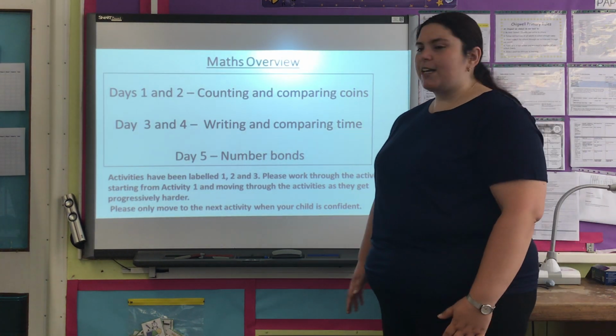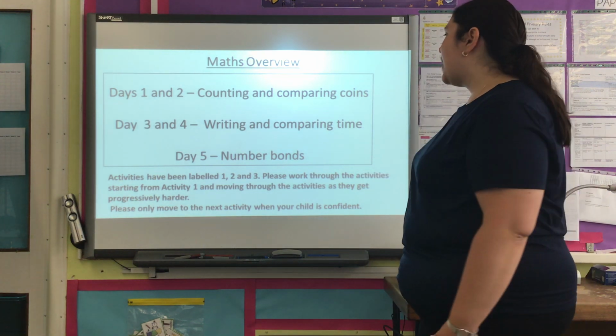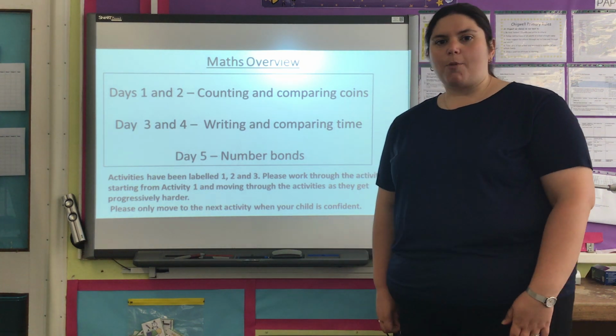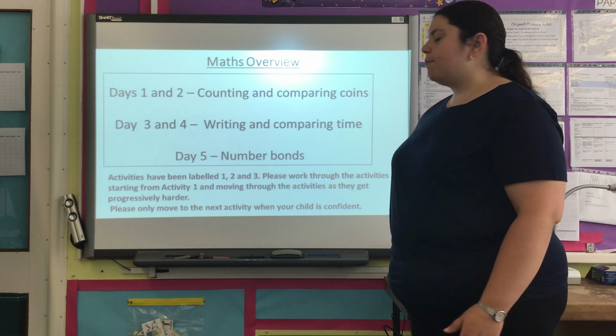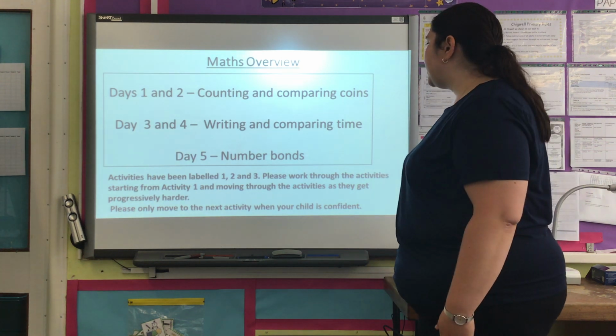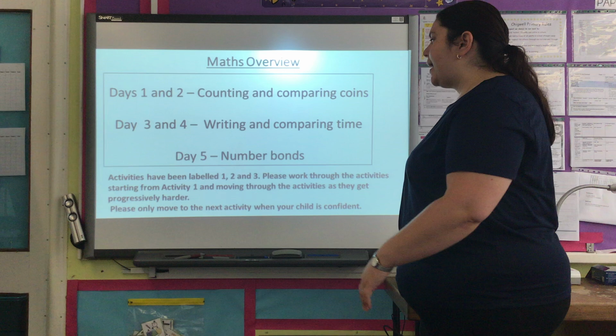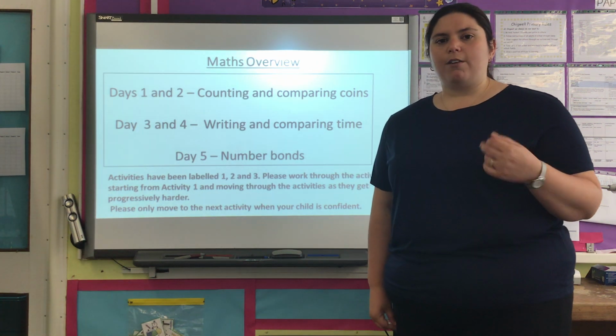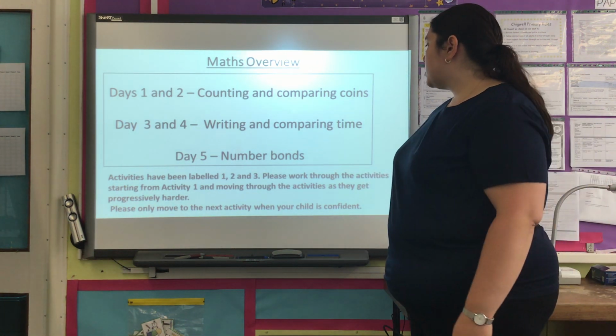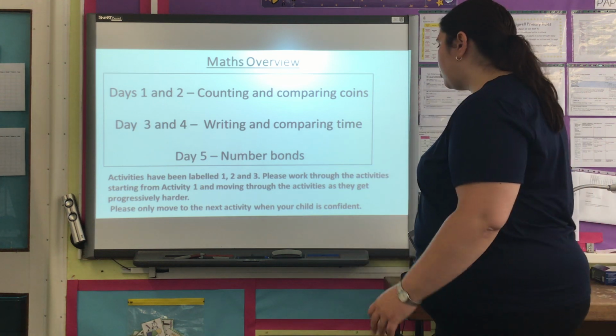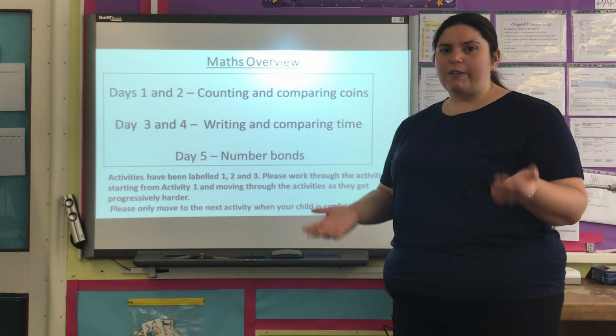So we've got days 1 and 2, we've got counting and comparing coins. So going back to our money. We've got day 3 and 4 is our writing and comparing time, so a lot of comparing this week. And day 5 is going back to our number bonds, ready for the summer term. So we think again we've got our activities, so no investigation this week.